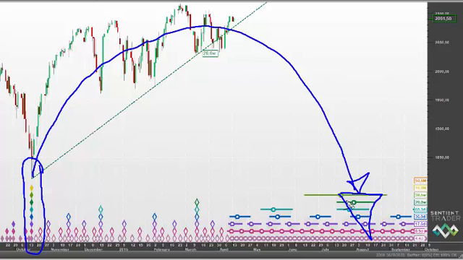Now, what I've drawn there, that blue line, is of course the idealized path of the 40-week cycle. Price itself is not likely to take exactly that path, of course, but the fact that prices dropped down below the 20-week VTL, as you can see over there, indicates or tells us that the 40-week cycle peak has formed in the market.